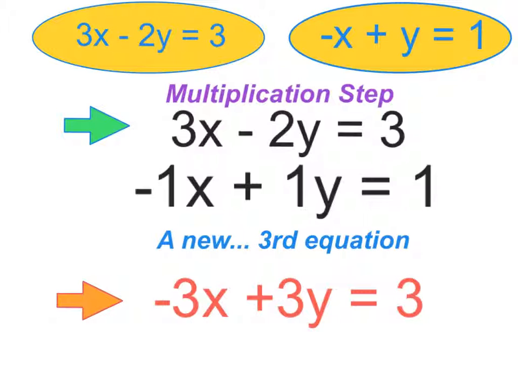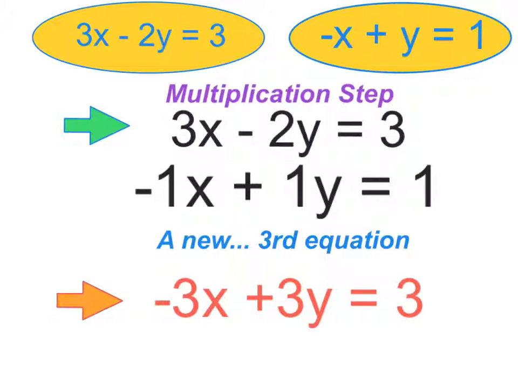Now notice what I did here in my second equation. Because my x and y values did not have a number in front of each of my variables, I placed a 1 in front just to help me out with my basic math. So now my third equation down here, I got by multiplying all three of the terms of the second equation by 3. So -1x became -3x, and +1y became +3y, and +1 became +3.